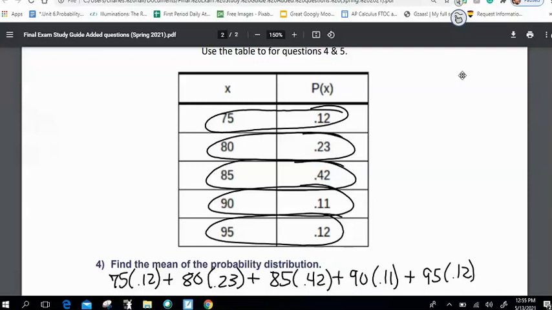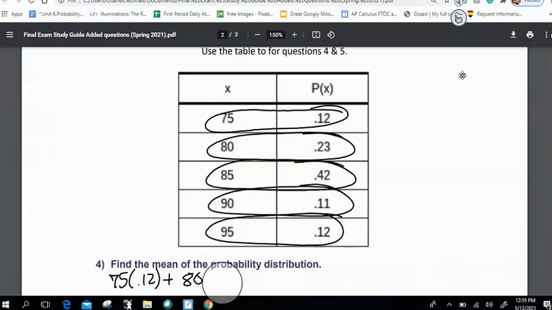You guys can't see what I had. There was something there. All right, so when we put them all together, we get 84.4. All right, and so that's your mean. That's all you got to do, guys.